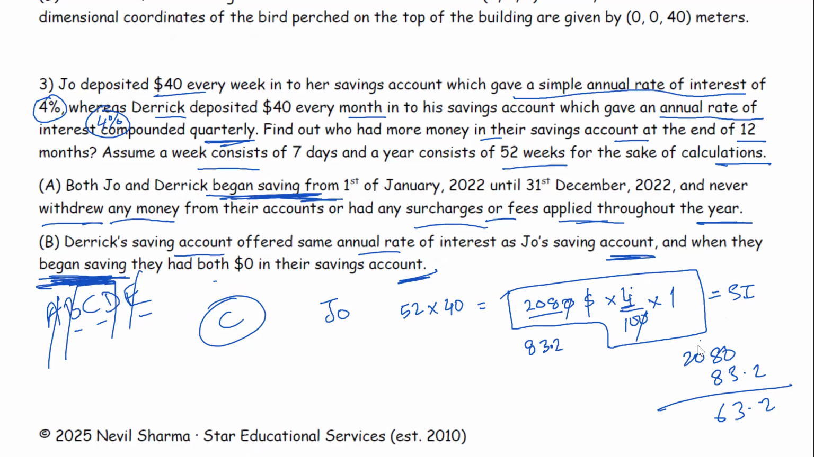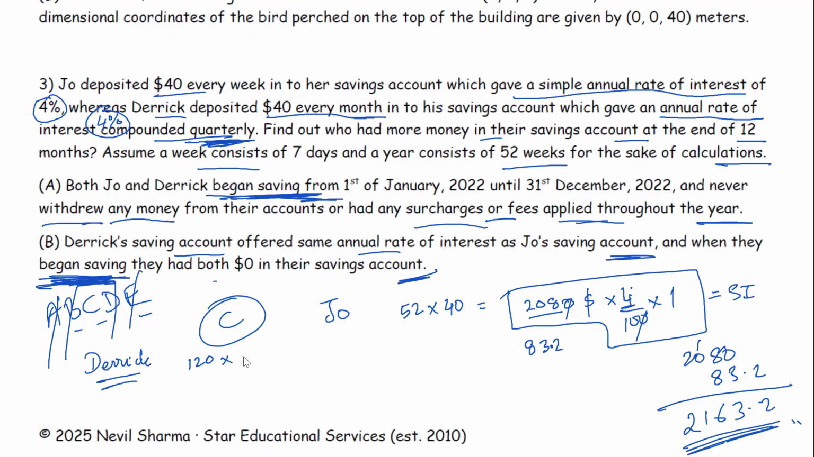We don't really need to know who had more money. We have an answer that someone had more money, as far as we have the numbers in front of us. Now for Derek, okay. So he deposits 40 every month, right? So who had more money in the savings account at the end of 12 months? Now remember, it is compounded quarterly. All right. So every 3 months it is being calculated. So for the first 3 months it is $120, right? And then there is a 4% annual rate of interest.